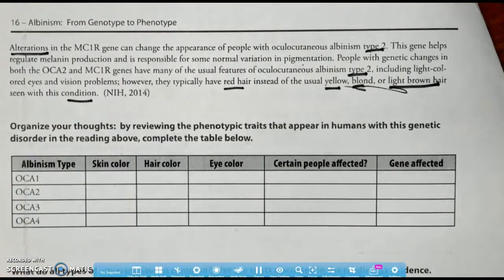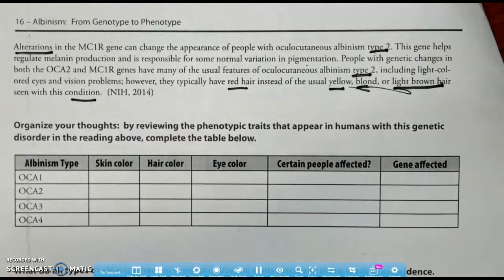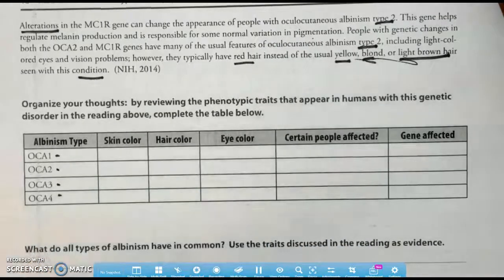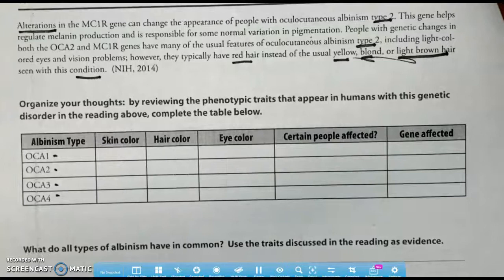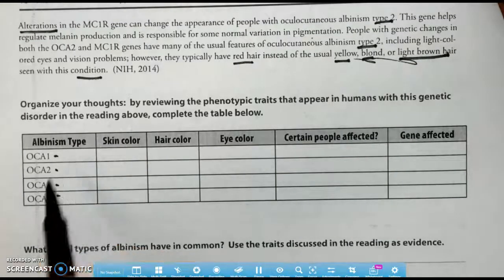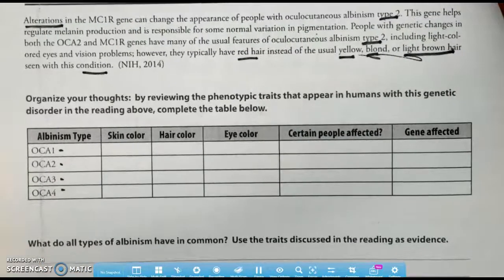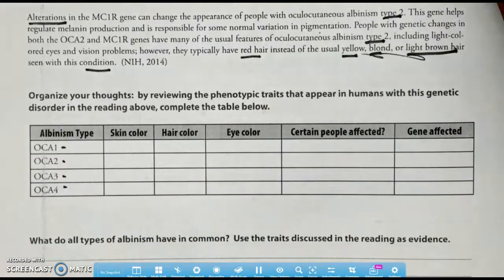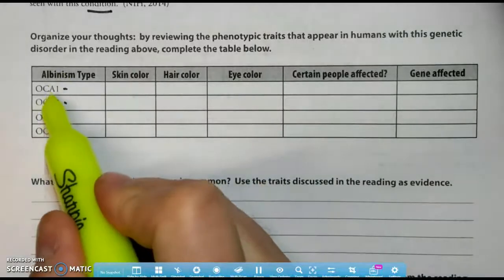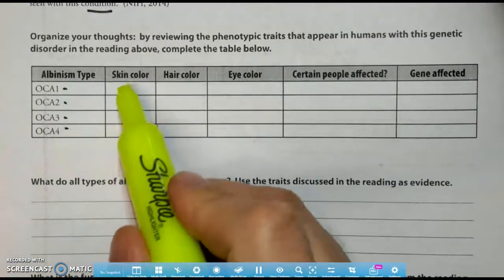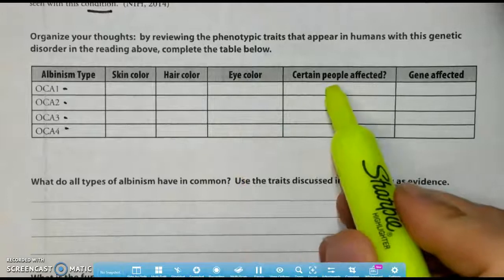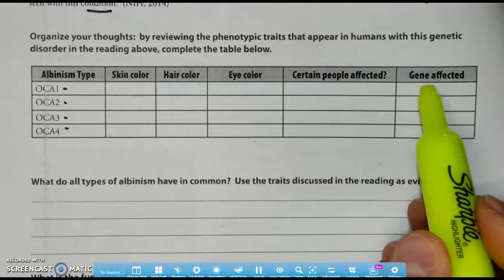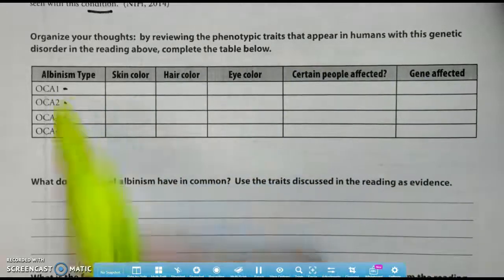Based on what we have just read through, we looked at 4 different types of albinism. We have this chart to complete based on it. Let's do the first one together, and then we'll allow you to complete 2 through 4 individually. So for OCA1, we're going to be looking for the skin color, hair color, eye color. Does it affect certain people or can it affect anyone? And what is the gene that's affecting it, causing this albinism?